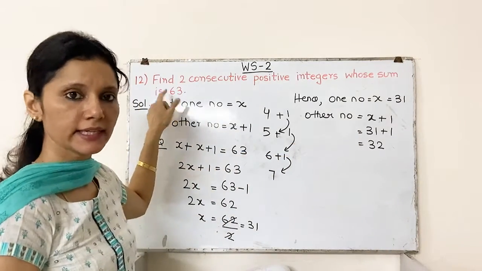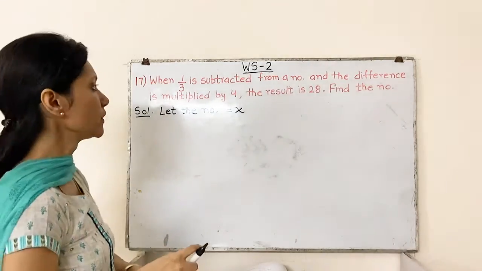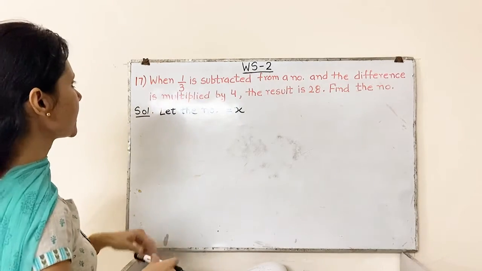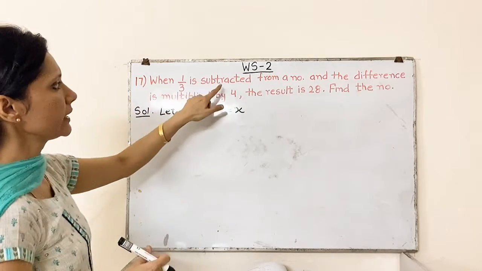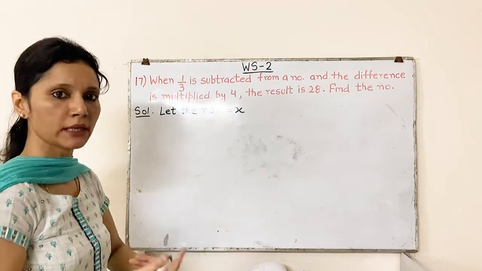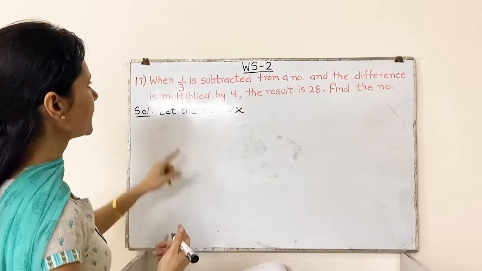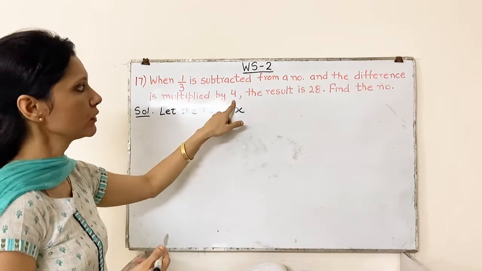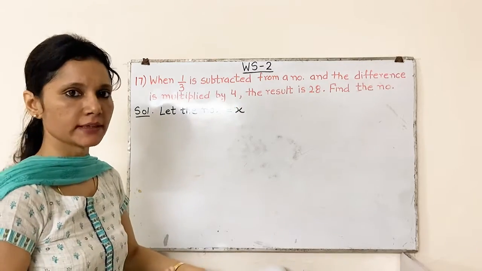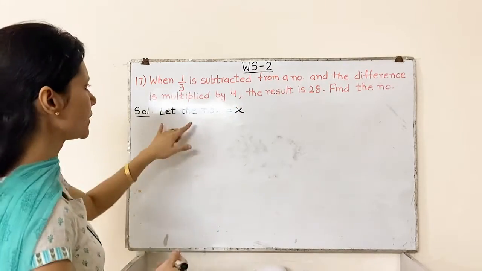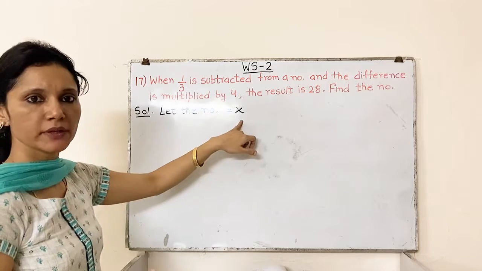and you can check that 31 plus 32 is 63. Next we would be doing question number 17, and the question says: when 1 upon 3 is subtracted from a number and the difference is multiplied by 4, the result is 28. Find the number. So let's first suppose the number. Let the number be x.